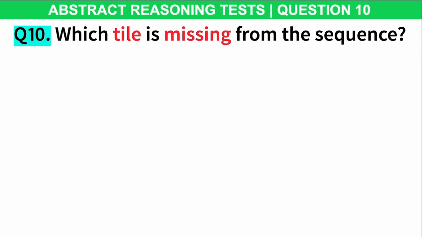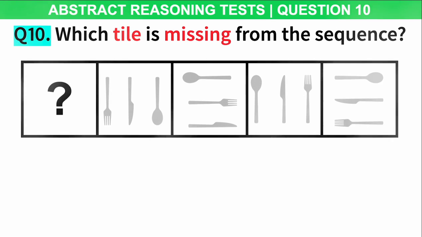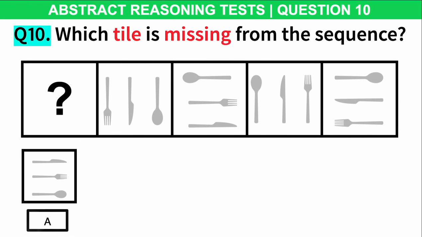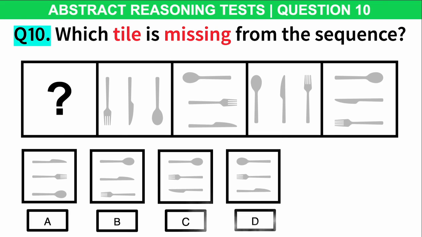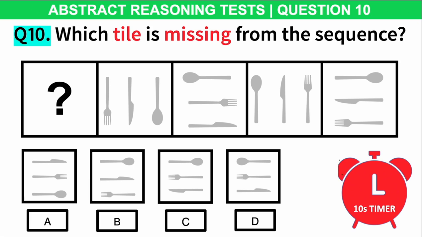Which tile is missing from the sequence? Here's that sequence. Is the answer option A, B, C, or D? I'm going to give you 10 seconds to work this out, starting now.